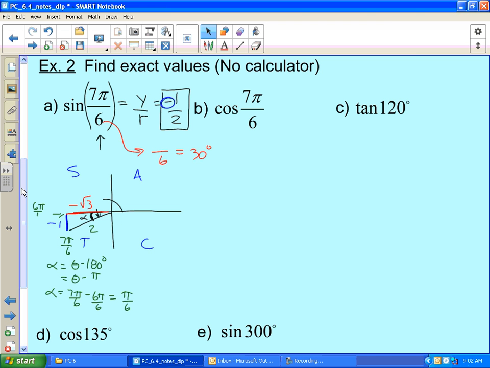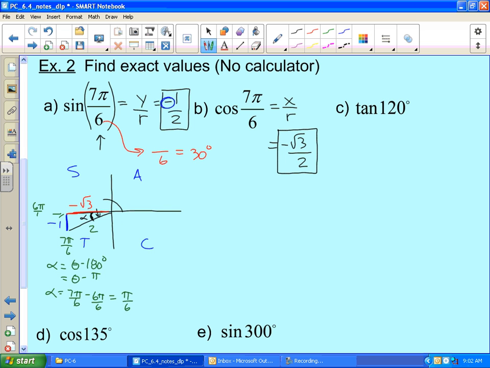All right, let's go try this with B. We're in the same location, so we're not going to redraw our triangle here. We're still at 7 pi over 6, but now all we need to do is just relate it to the x over the r. And in this case, you notice our x is a negative root 3, and our r is a 2. So a cosine of that same angle, still in quadrant 3, is a root 3 over 2.